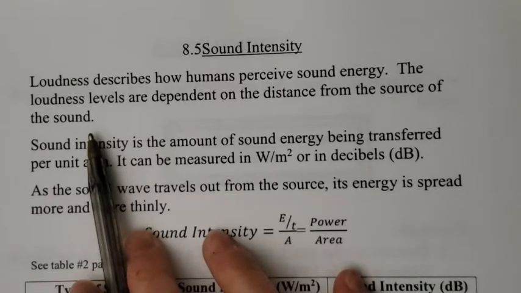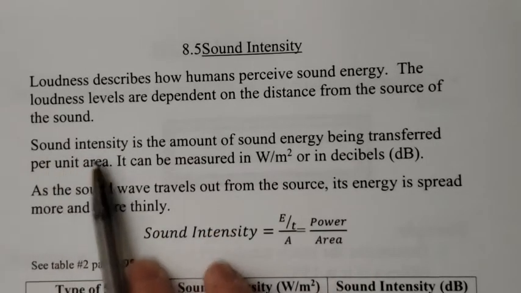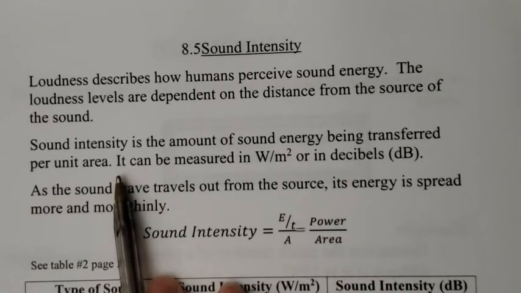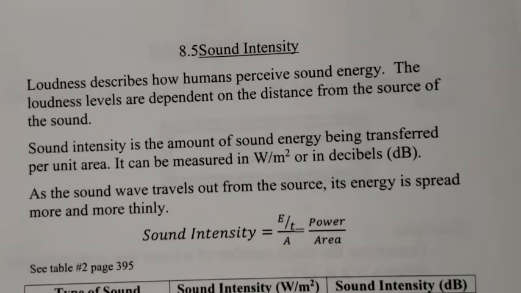Even though they're speaking louder, producing more sound energy, I couldn't hear them just because they're further away. Sound intensity is the amount of sound energy being transferred per unit area. When you produce a sound, it starts spreading out over a bigger and bigger area. It travels away from us in all directions, so the same amount of energy is being spread thinner and thinner. That's why it seems like it's decreasing. It's actually not decreasing, it's just spreading out more.